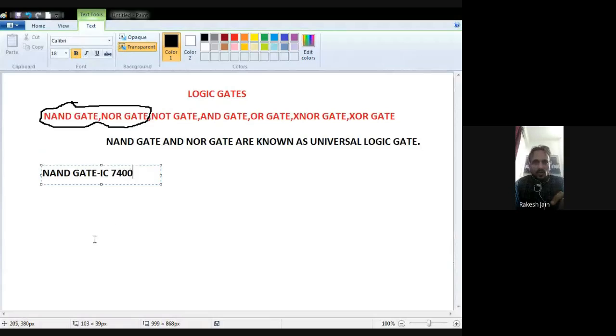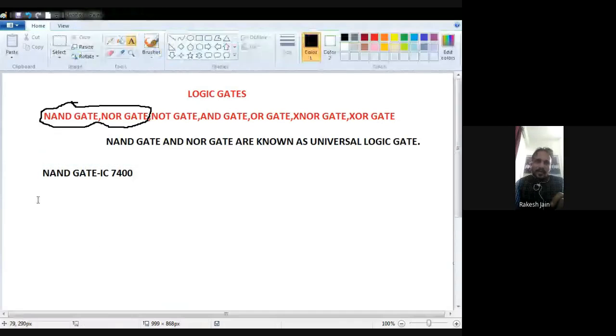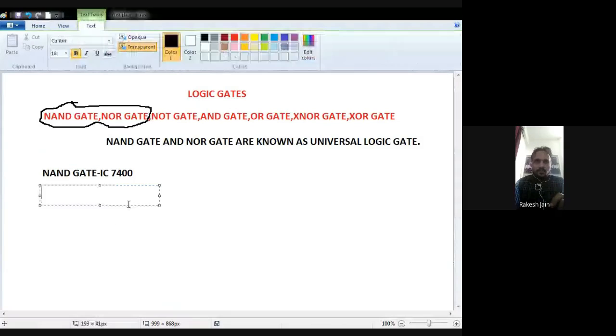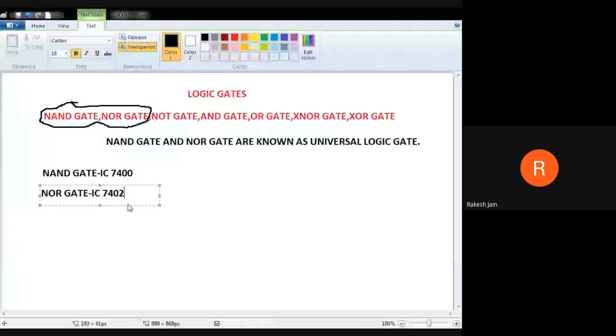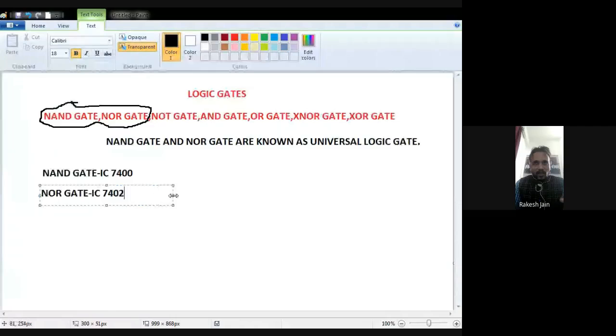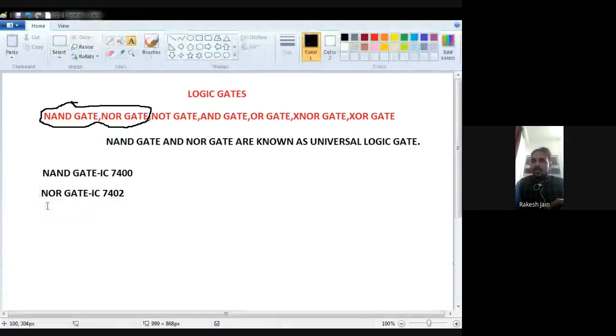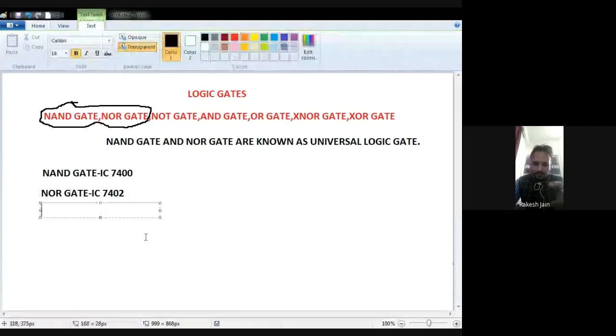NAND गेट और NOR गेट की हेल्प से हम किसी भी दूसरे लॉजिक गेट्स को बना सकते हैं, AND बना सकते हैं, OR बना सकते हैं, XOR बना सकते हैं, XNOR, because we can realize all other logic gates with the help of these gates. That's why they are known as universal logic gates. So a frequently asked objective question is, for example, how many kinds of logic gates are there? Which one is known as a universal logic gate? Then NAND gate and NOR gate are universal logic gates.